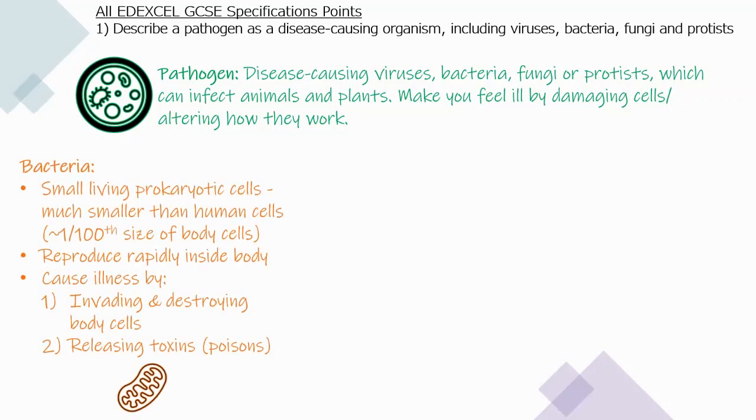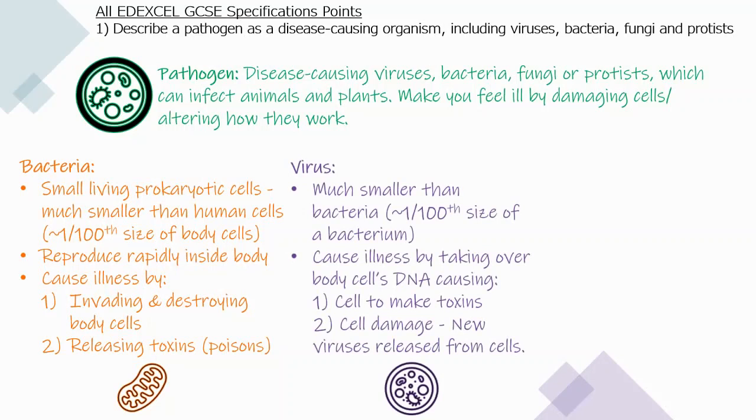Now bacteria are small living prokaryotic cells. So prokaryotic, they don't have a nucleus, they don't have any membrane-bound organelles. And they are much smaller than human cells, so they are about 1 out of 100th size of body cells. They reproduce rapidly inside of the body and they cause illness by invading and destroying our body cells and also by releasing toxins which are poisons.